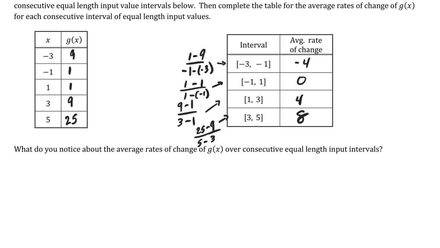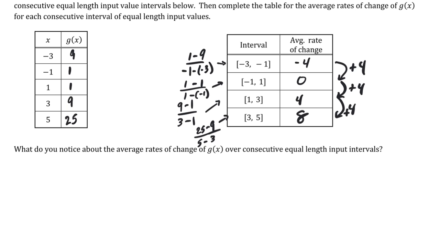All right, there's table 2 filled out. We did our change in y over change in x formula, and we got these. What do you notice about these average rates of change? I'm going from -4 to 0, 0 to 4, 4 to 8. What do we notice? Well, I notice that I'm adding 4 here, I'm adding 4 here, and I'm adding 4 here.